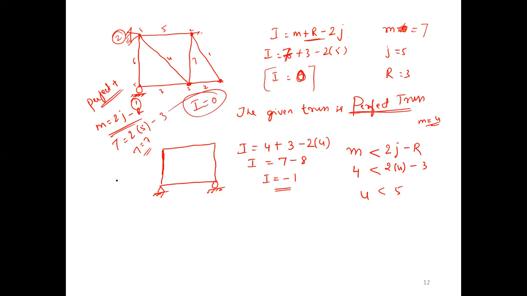Now this truss is called deficient truss. Deficient truss. Now I will give one more example.